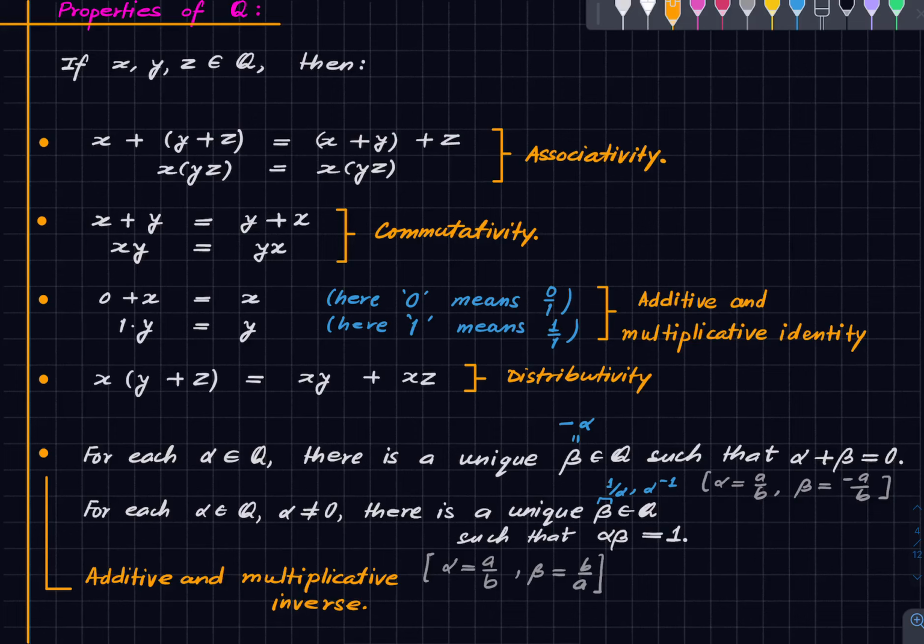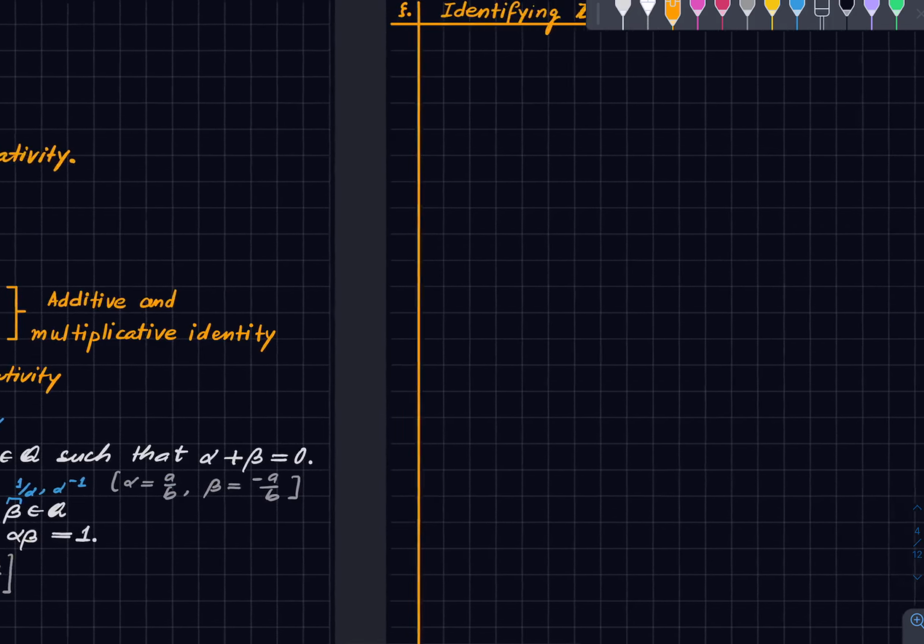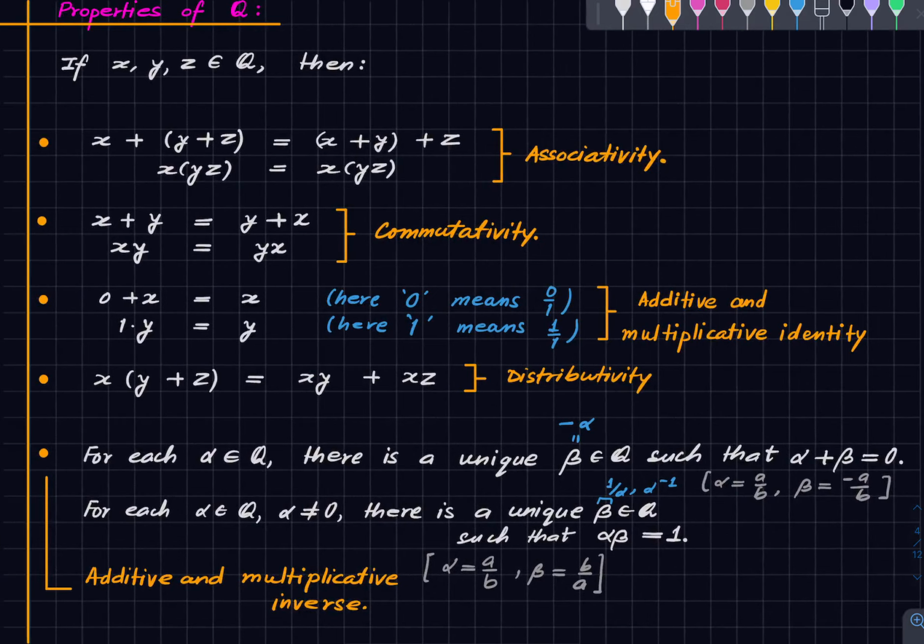So these are some properties of Q that one needs to be familiar with. We are already familiar with them. This is how we do things in high school anyway. Okay, so that's one thing out of the way. So we have formally constructed rational numbers and done the algebra. All right. Maybe I'll note a small thing here.